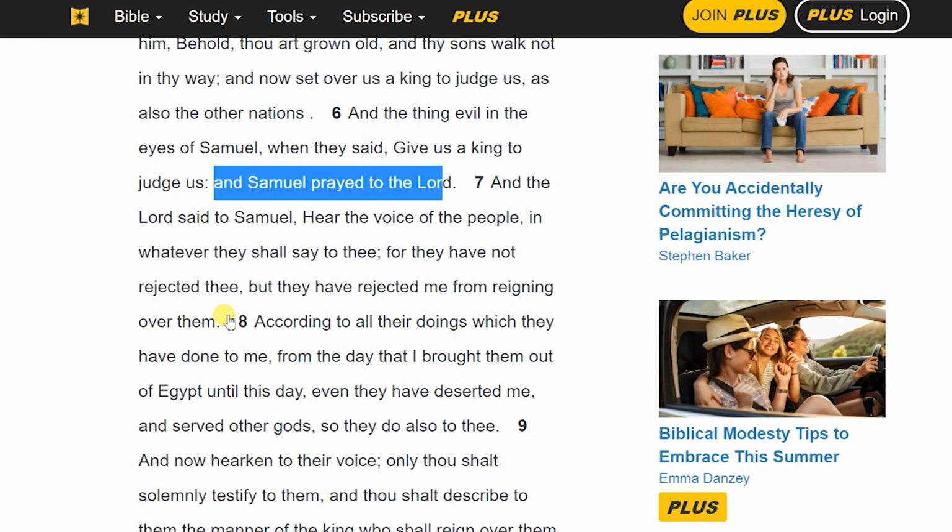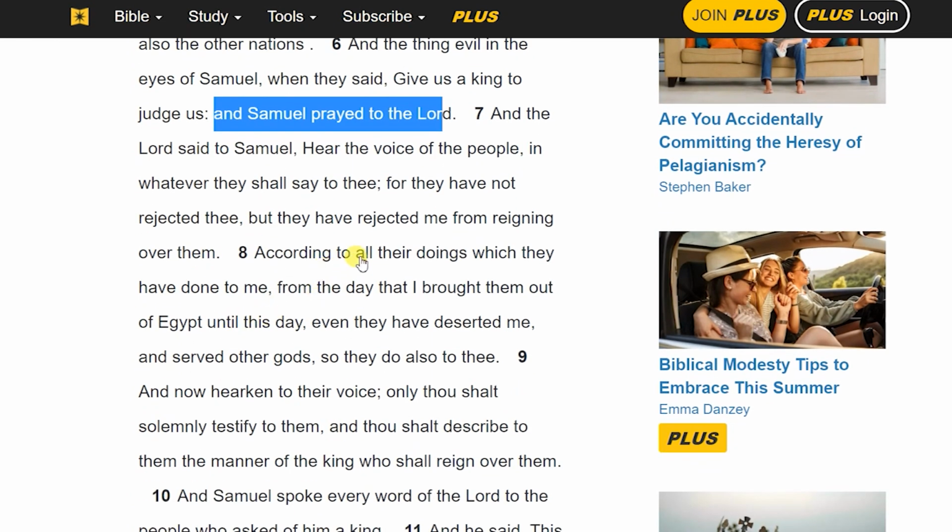So continuing, it says, according to all their doings, which they had done to me from the day that I brought them out of Egypt until this day, even they have deserted me. Deserted me means here they have deserted the high priest, because they were to listen to the high priest and do whatsoever he told them, because he was a representation of the Creator. The mind of a high priest is the mind of the Creator.